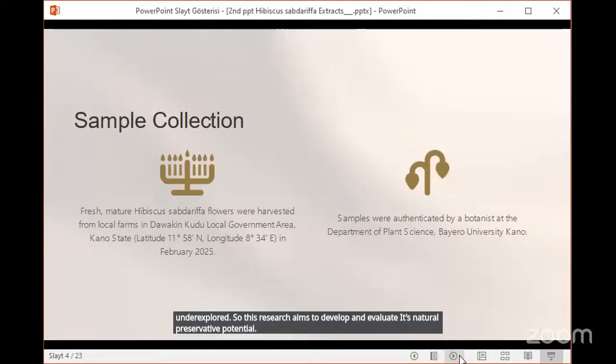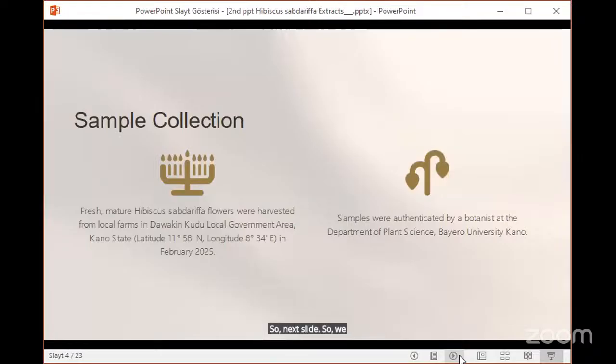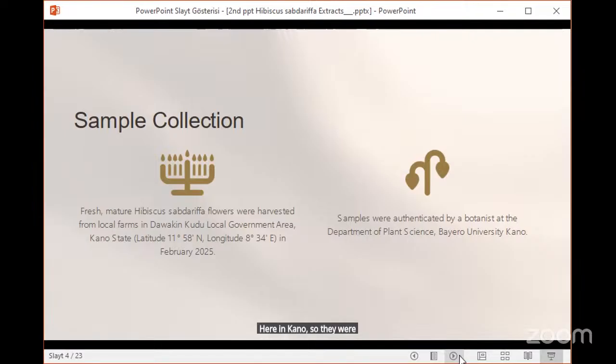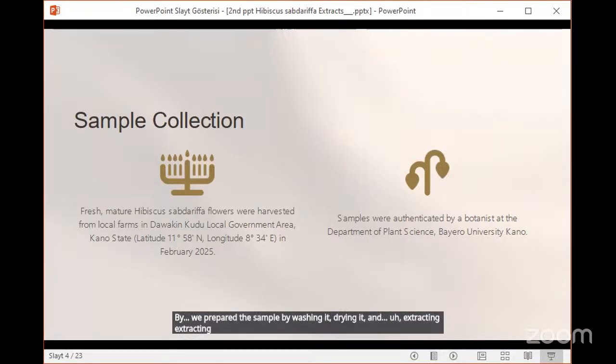So next slide. So we sampled the hibiscus flowers from different areas in the farms here in Kano. So they were authenticated and we prepared the sample by washing it, drying it, and extracting it using two methods. So next slide, please.